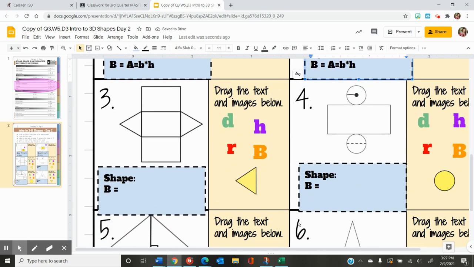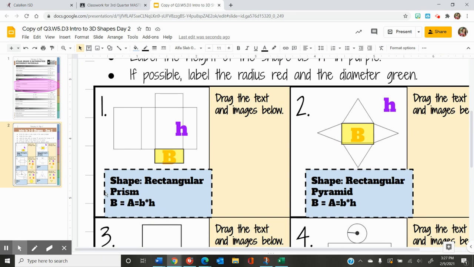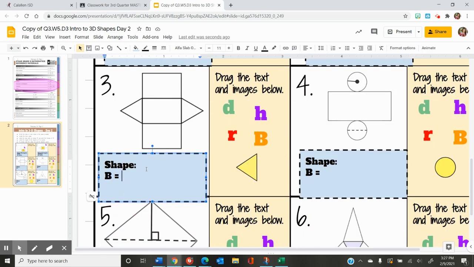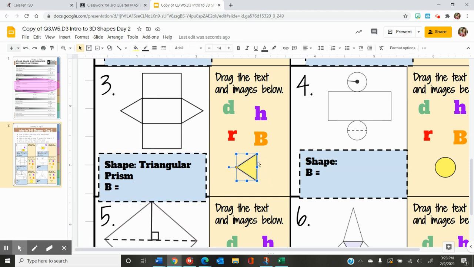Okay, looking at number 3. This shape, when you fold it all together, is going to be a triangular prism. Again, notice how I said the word triangle. So that tells me that my base is going to be the triangle and not the squares. So this is going to be my base.